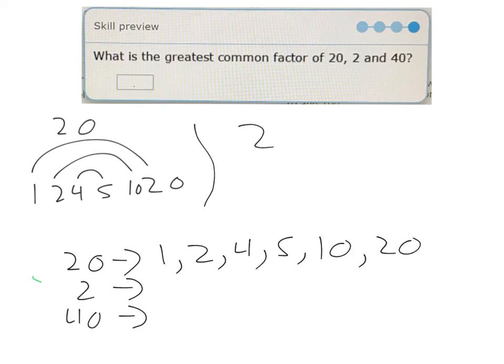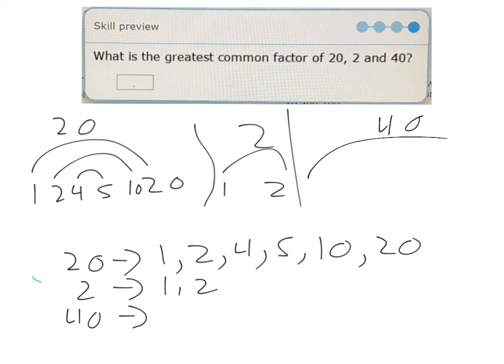Okay, 2 we know, super easy. 1 and 2, that's a straightforward one. So really you could stop there. I'm pretty sure 40 is going to have 2 as well, but it can't be any bigger because 2, the greatest one it could have is 2. I'm pretty sure that's what it's going to be. But let's go ahead just for fun.